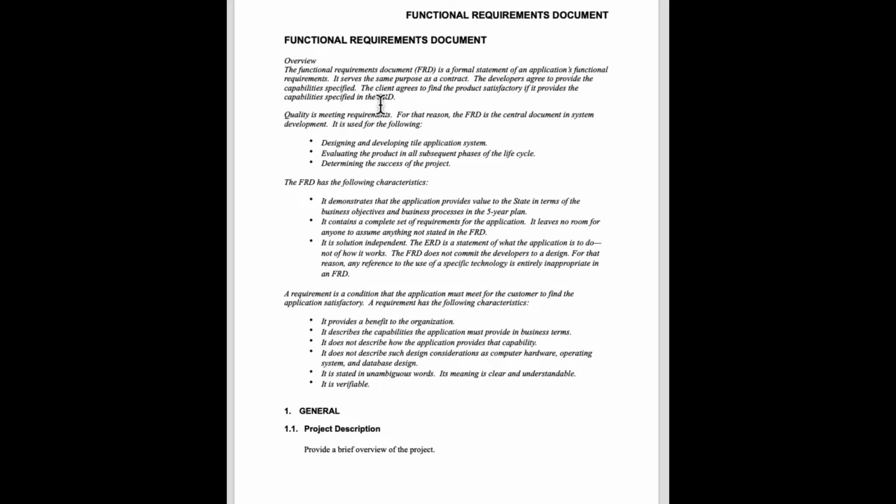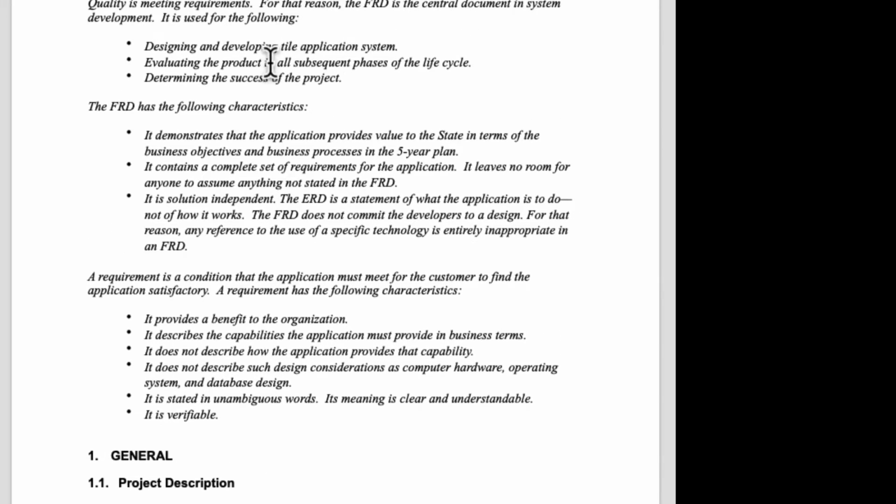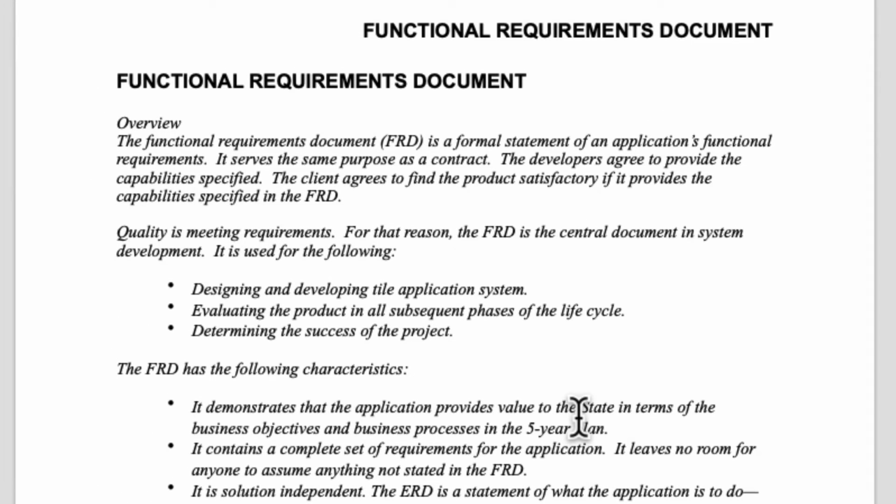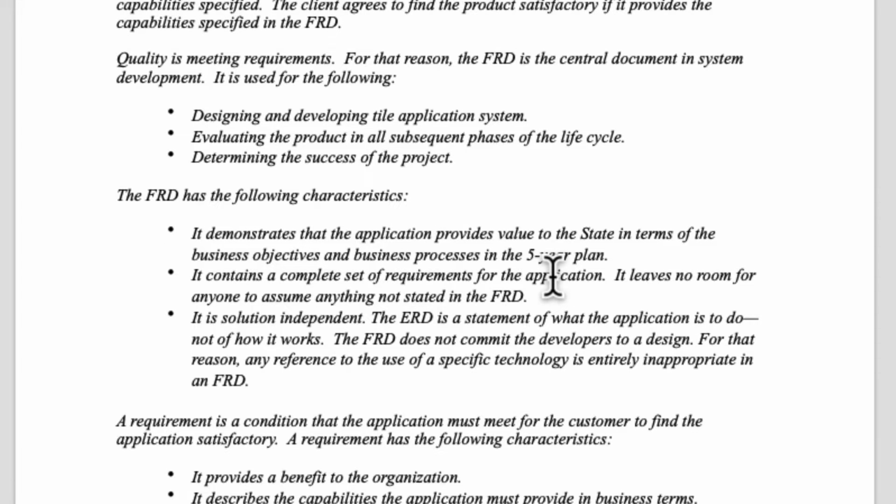Now, let's say when you create a functional requirement document, first of all you have to understand how long this application is going to work. Okay, what is our 5-year plan, or the next 3 years? How long it will take, and how that application needs to work. That's what we are going to write here. So first is a demo, the application provides business objectives and business process in the 5-year plan. So for the next 5 years, this is how this application will work.